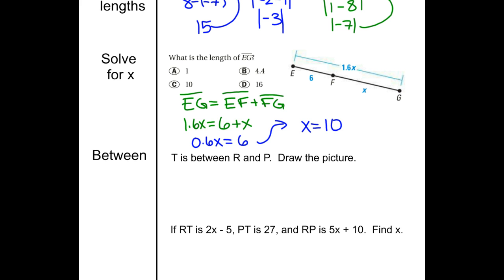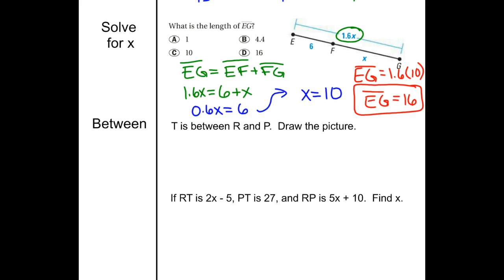But the question asks, what is the length of EG? It doesn't ask to find x. It asks to find EG. So now I need to go back and plug it in to see what 1.6x equals. So EG equals 1.6 times 10. So EG is actually going to equal 16. And there's our solution.